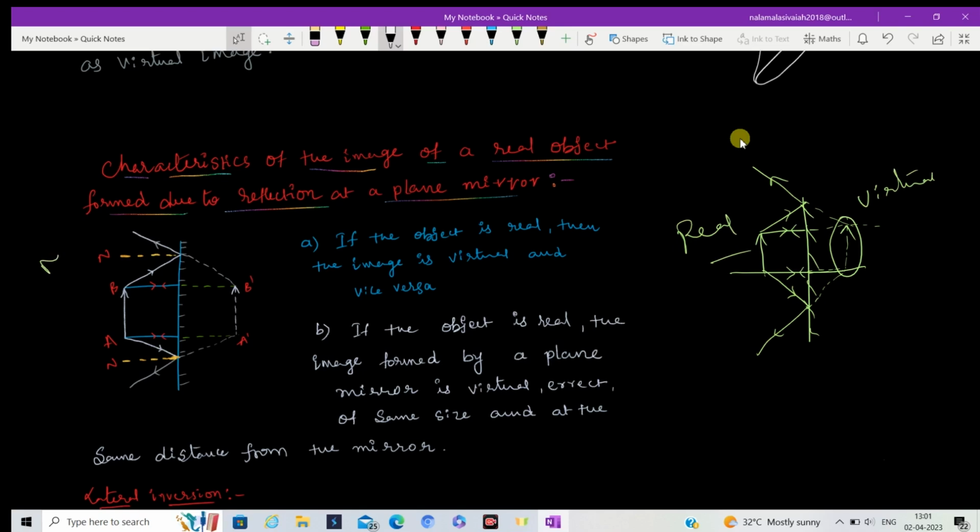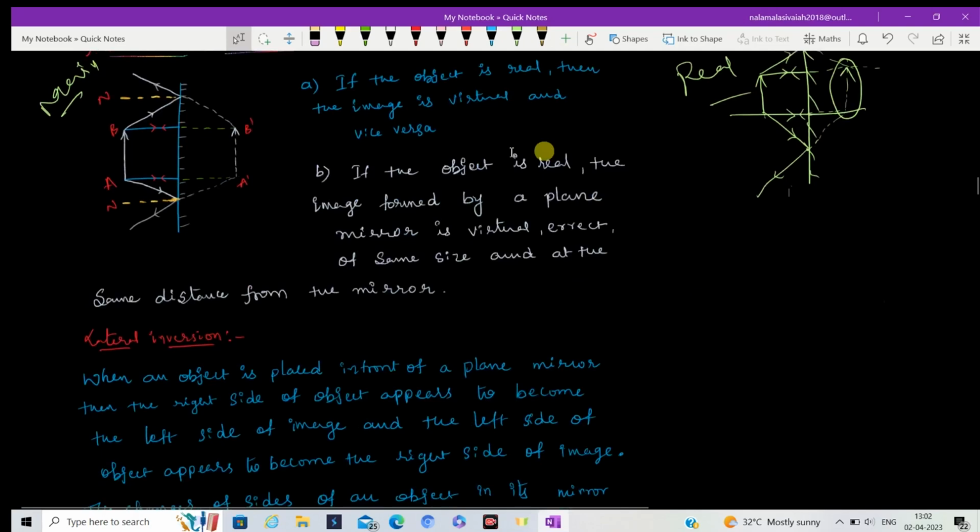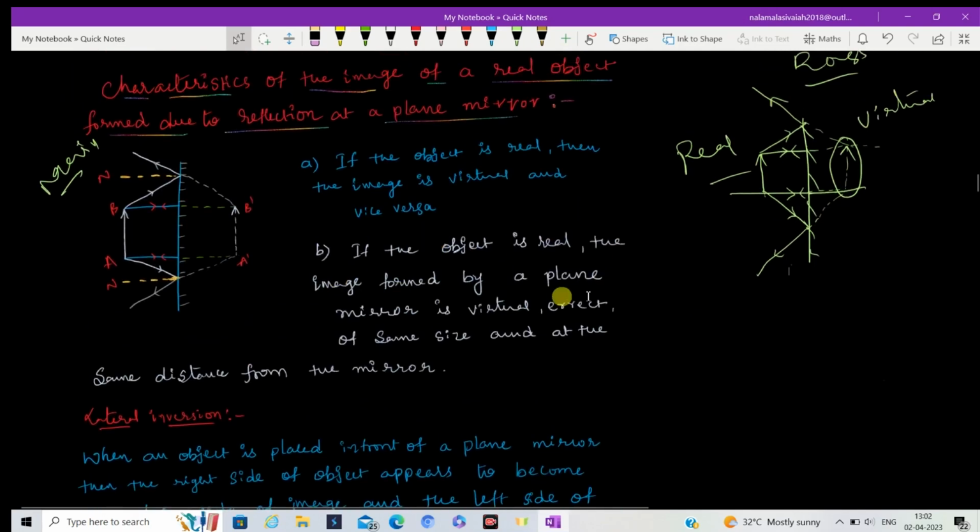So this is the main diagram. Students, you can draw the main diagram. This is a rough diagram for our understanding, for explanation I am drawing. If the object is real, the image is virtual. Vice versa, if the object is virtual, the image is real. This is a real object and virtual image. And if you take a virtual object, a real image will form. So here the object is real, and the image formed in the plane mirror is virtual.